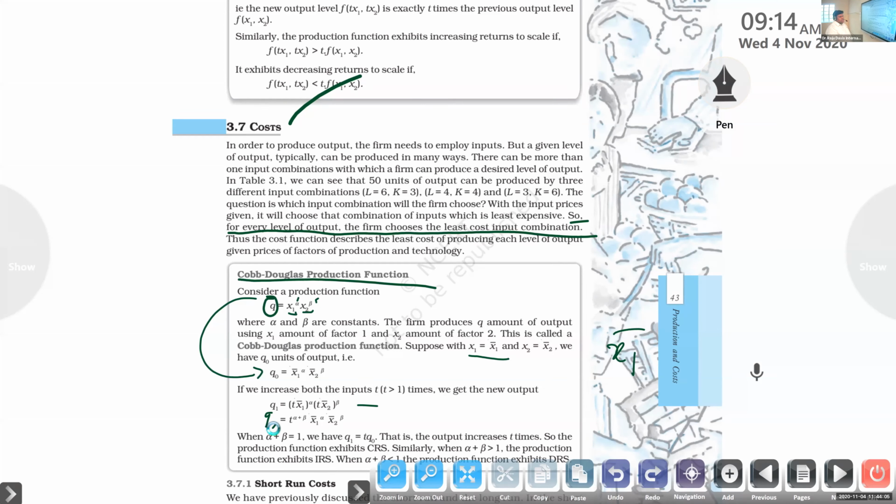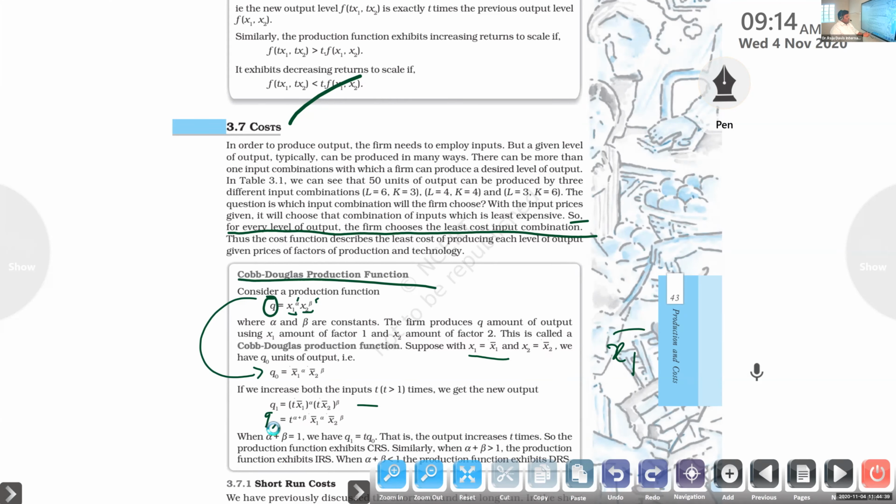It is easy to find out: alpha plus beta is equal to 1. If it is 1, it is constant, yes or no? That is CRS, right? At that time we get Q1 equal to t times Q0. How many times we changed the inputs, that many times the output increases. So the production function exhibits CRS, constant returns to scale.